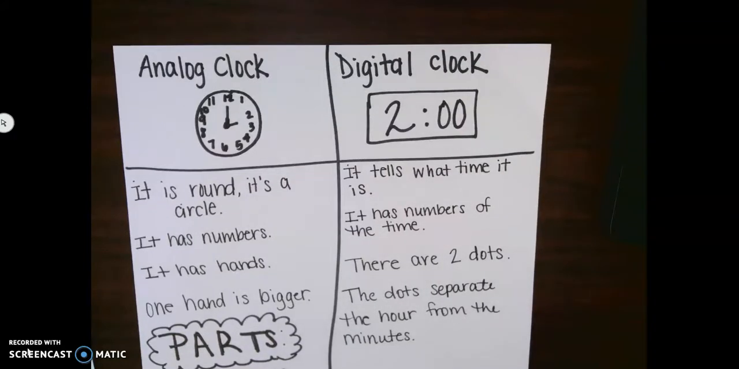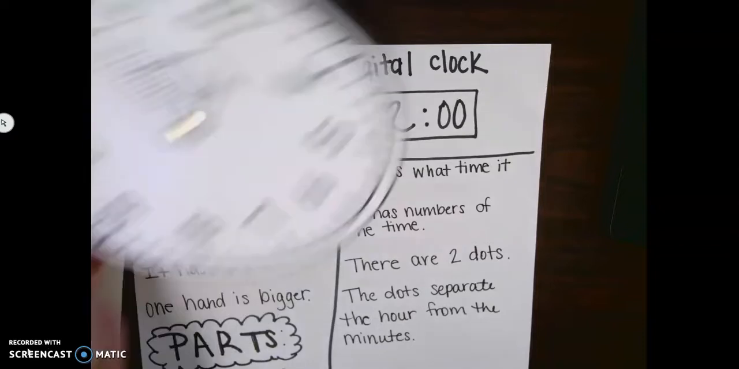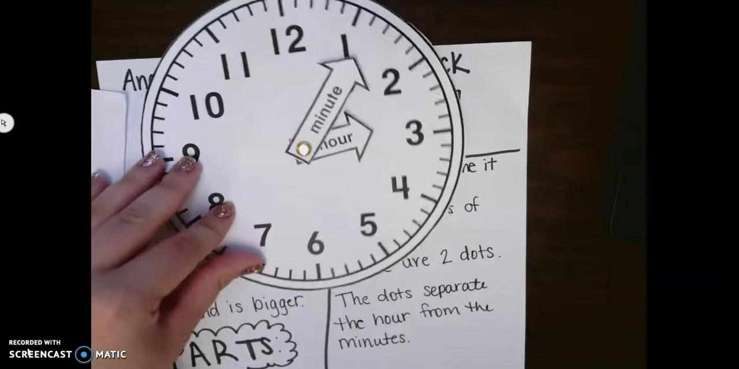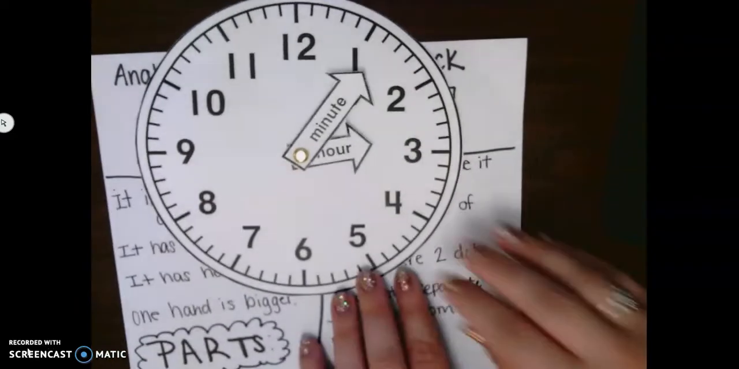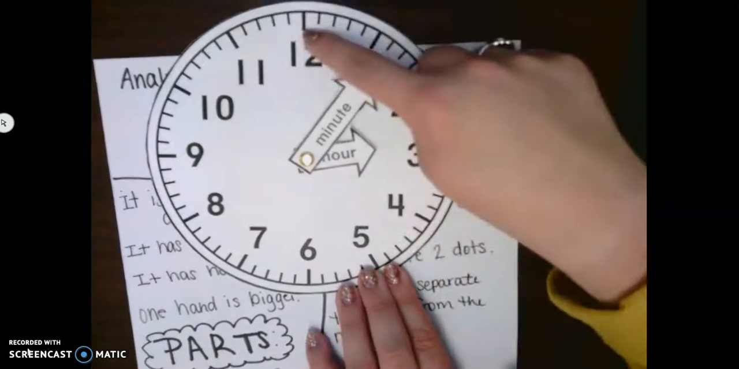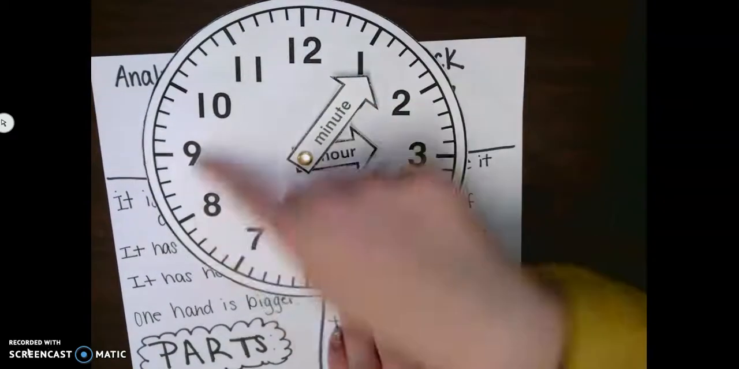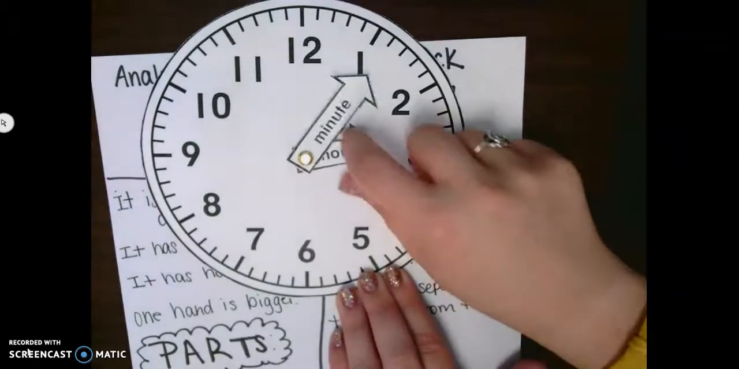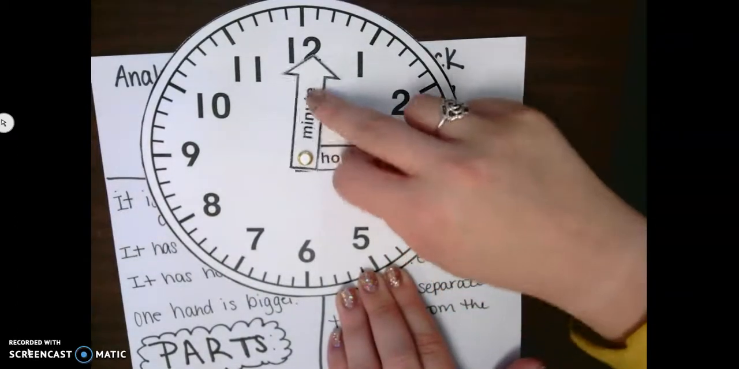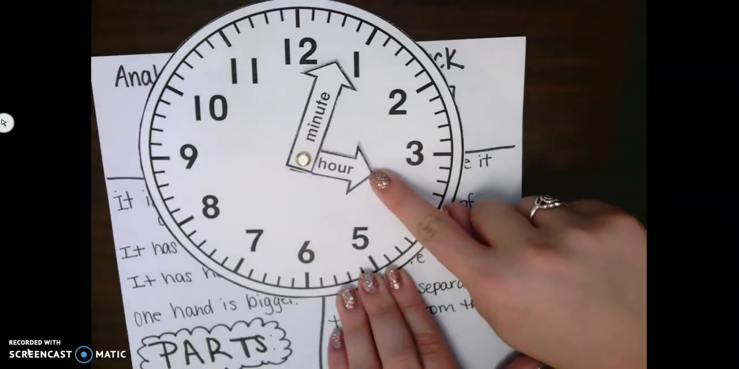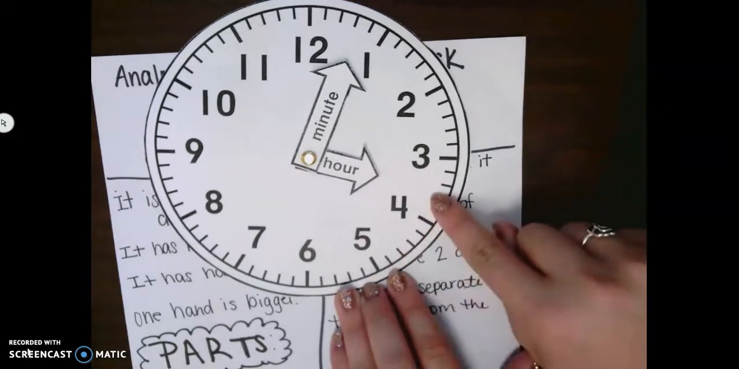Now I want to take a closer look at our analog clock and discuss some of the parts. So first we have numbers 1 through 12. We have a big hand, and we have a small hand. And then we have lines between the numbers.